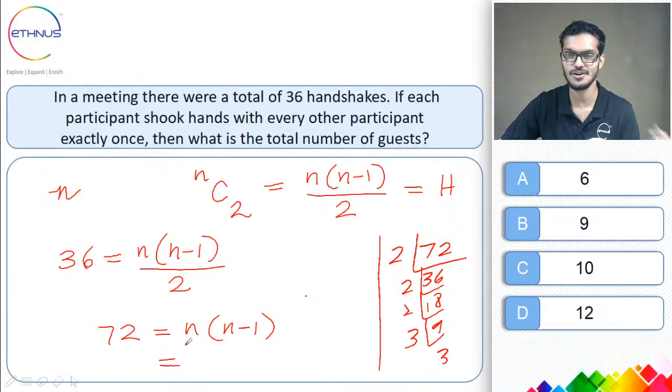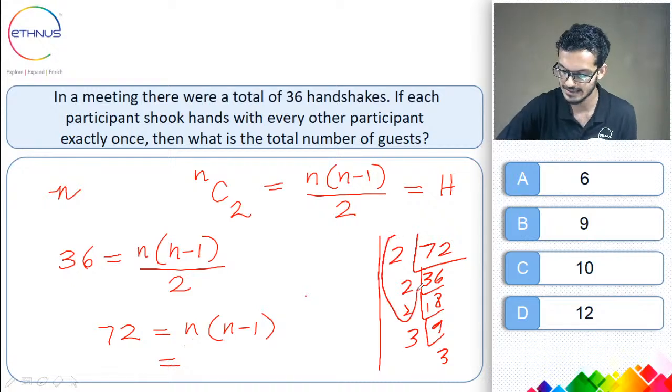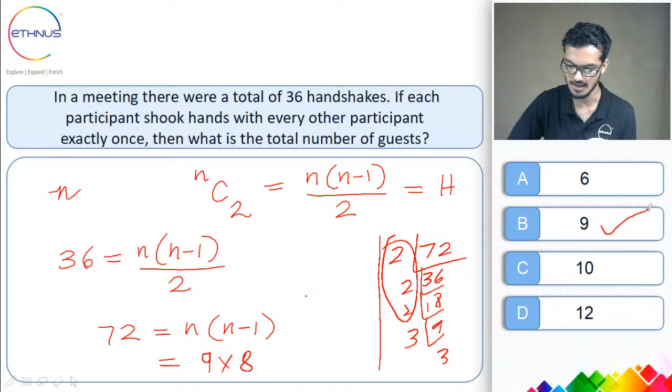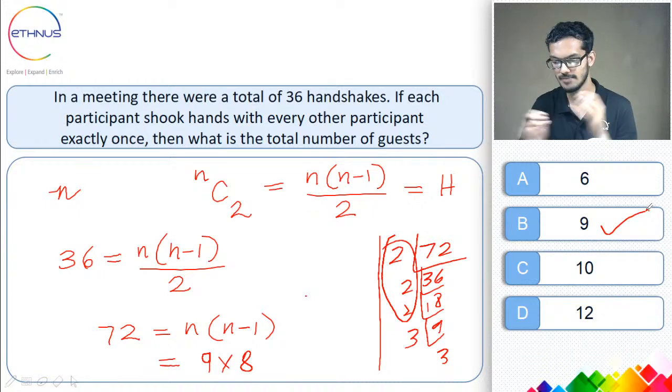So you can guess this, or you can do it like this. Suppose the number is very big, you can do it like this also. I'm going to take these 3 2s, which will be 8, and 3 into 3 is 9. So you get 9 into 8. So the answer for n is 9. So 9 is the correct answer. That is the number of people. So n is 9, and n minus 1 is 8, which gives 72. So the correct answer for this problem is 9.